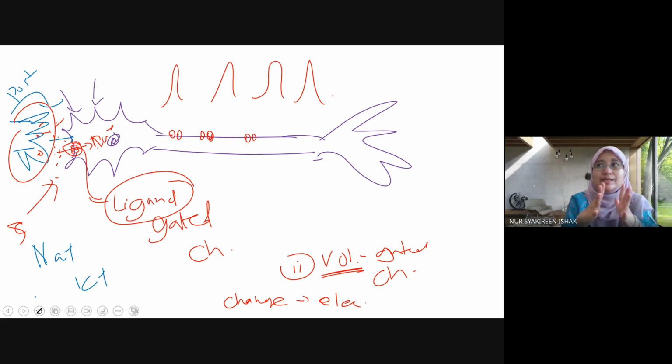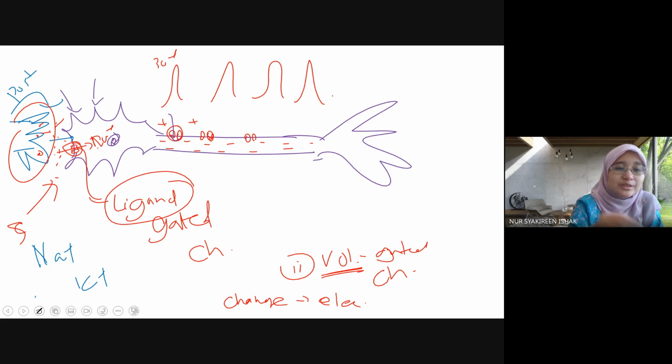The normal condition for a cell is that inside the cell it is negatively charged. But a neuron is a special cell that is able to generate an electrical impulse. The voltage inside the membrane, inside the axon, changes from negative to positive. So how do we make the inside of the cell become positive? The voltage gated channel opens, and when it opens, it allows sodium ion to enter.